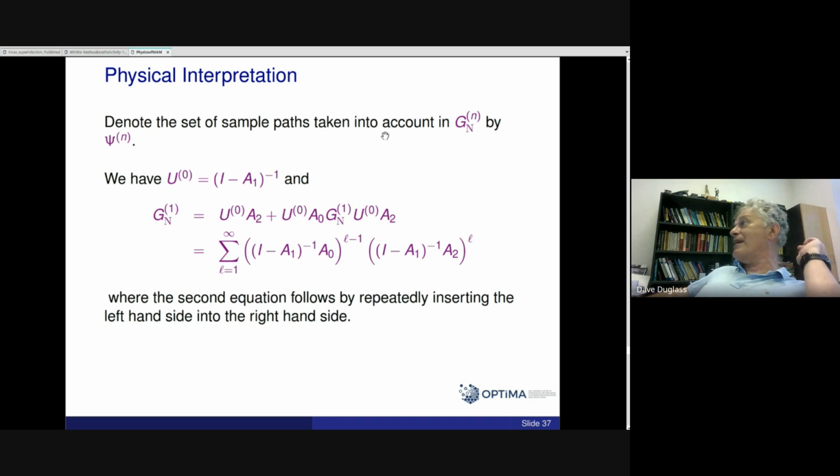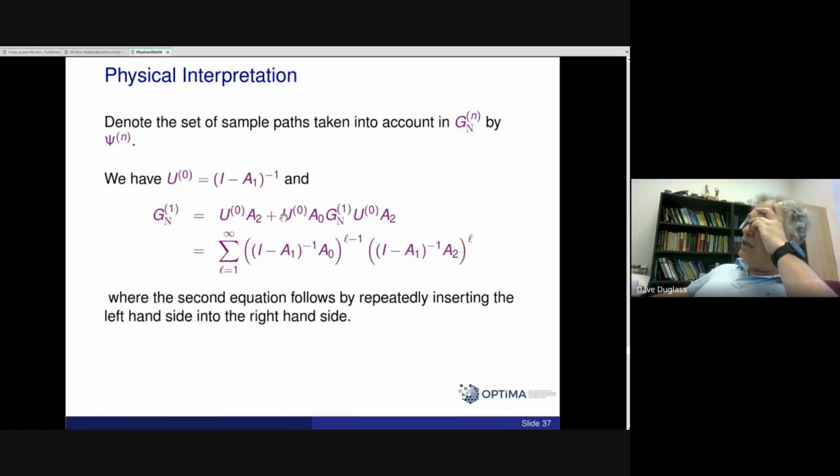We'll denote the set of sample paths taken into account in the nth iterate of Newton's method by psi n. And remember, these are sample paths that start in phase i of level k and end in phase j of level k minus 1. They're all about probabilities of that event happening, but it's along certain sample paths. And in the other algorithms, we've seen that sample paths gradually get relaxed according to a truncation level. In Newton's method, what's happening? Well, U0 is I minus A1 inverse, and G1 is then defined as the solution of an equation like G1 minus this equals U0 A2.